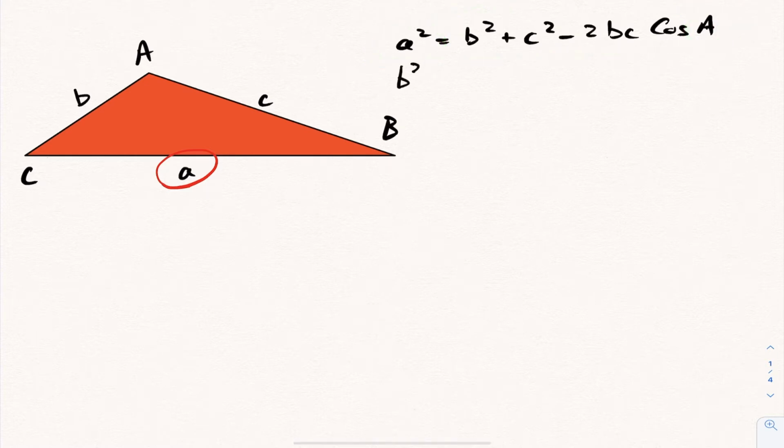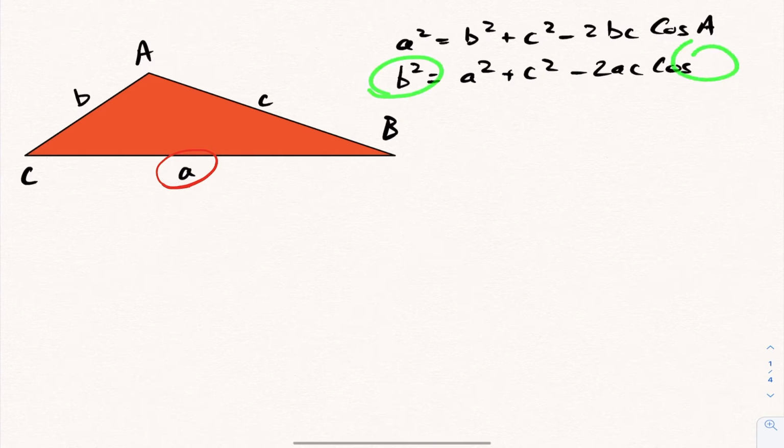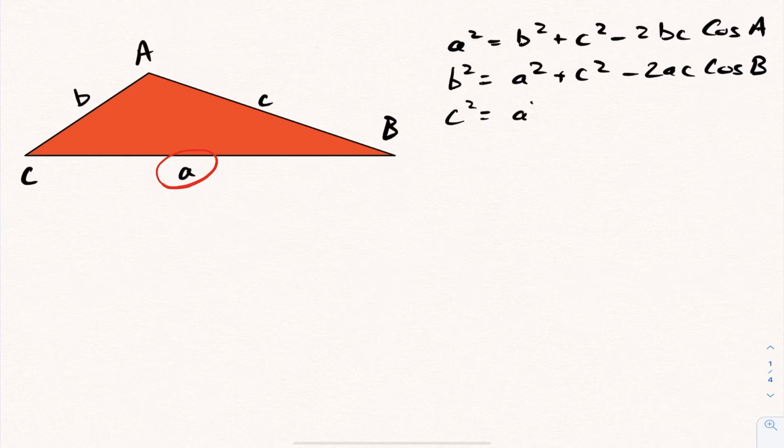The next one is going to be b squared. It's going to be the sum of the squares of the other legs minus twice the product of those other legs times the cos of that angle B, capital B. And lastly, we have our final formula. In this case, c squared is going to be the sum of the squares of the other legs of the triangle minus 2 times the product of those legs times the cos of angle C.